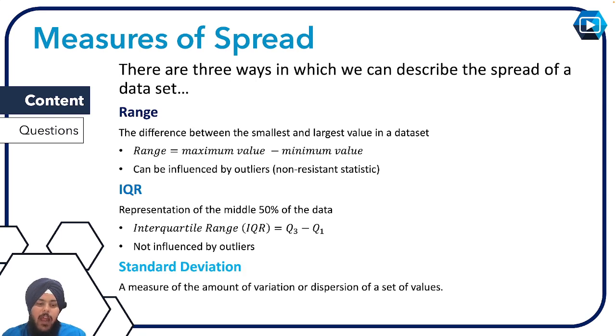And lastly, we can describe the spread of the data using standard deviation. The standard deviation is a measure of the amount of variation or dispersion of a set of data values. Essentially we're looking at how spread out the data values are from the mean, so it's using the mean as a reference. The formula to calculate the standard deviation is quite complicated and is not required for the course. Therefore, whenever the calculation for standard deviation is required, you can use your calculator.